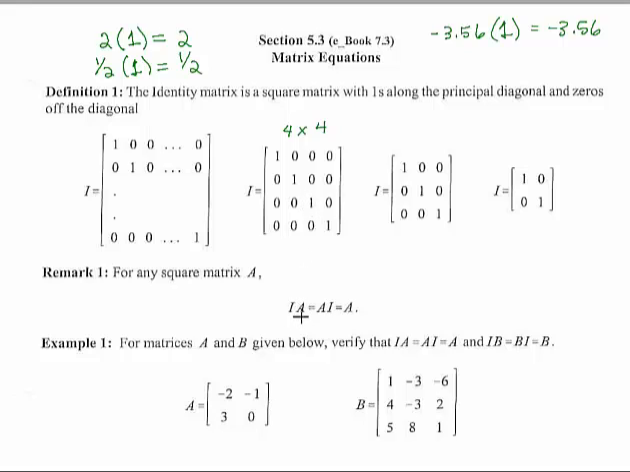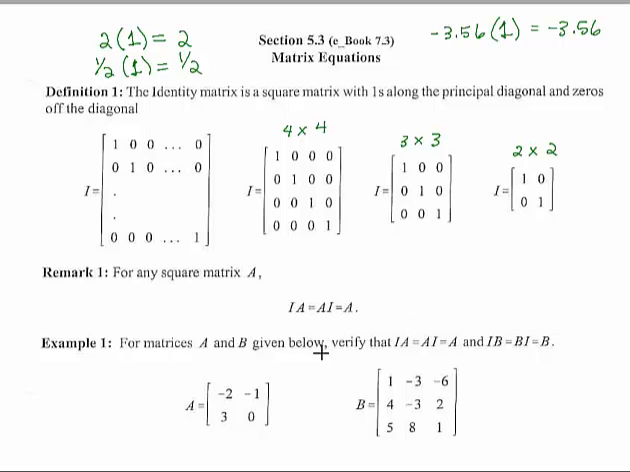Down here you see that we have this matrix A. For any square matrix A, if we multiply by I, the identity matrix with the same dimensions as A, on the left or the right, we simply get A back. The third matrix is the identity matrix for a 3 by 3, and the last one is the identity matrix for a 2 by 2. The identity matrix has the same dimensions as the matrix you're multiplying it by, and then you simply get that matrix back.